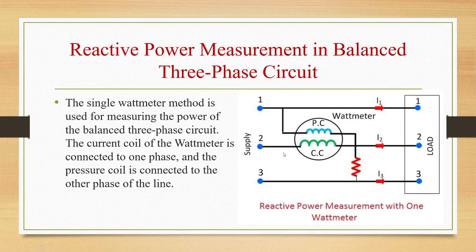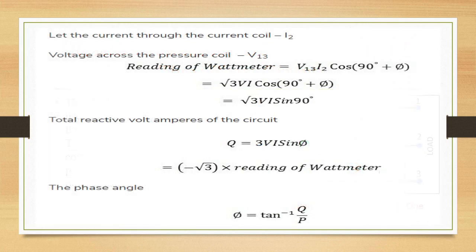Let us see another method, reactive power measurement in balanced three-phase circuit. So here we are using only one wattmeter to find out the reactive power. So single wattmeter method is used for measuring the power of balanced three-phase circuit. Current coil of wattmeter will be connected to one phase and pressure coil will be connected to the other phases of the line. So let the current through the current coil be I2 and voltage across the pressure coil be V13. So reading of wattmeter will be V13 I2 cos of (90 plus phi), and that is equal to root 3 VI cos of (90 plus phi).